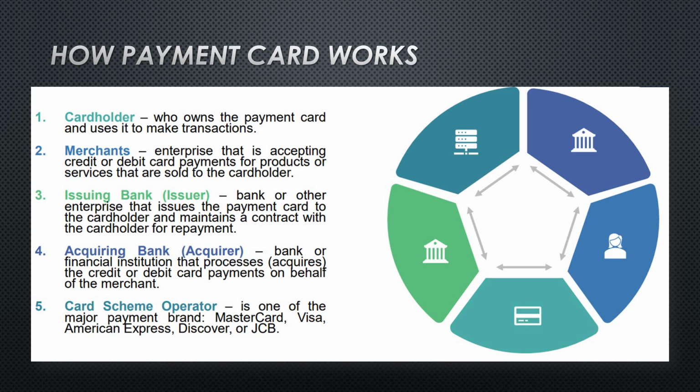Then there is an issuing bank. The issuing bank is the bank in which the client, you and me, opened an account, and this bank gives us the payment card for transactions. Then there is the acquiring bank, or acquirer. The acquirer bank is the bank of the merchant in which the merchant has opened its account. For example, we go to a supermarket for groceries. The bank in which that supermarket has a commercial account is the acquirer bank, or the bank of the merchant. Then there is a card scheme operator.